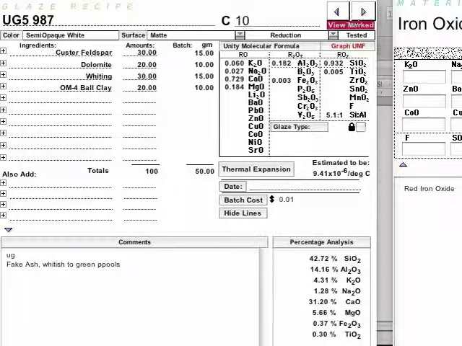Oh, here we are. Here's another one. It says fake ash, whitish to green pools. Okay, whitish to green. You notice the iron is lower in here. This is a light colored one, and it's following the same form here. If you look at the ingredients, it's got some feldspar, but if you look at these two, dolomite and whiting, they make up 50% of the glaze. Custer feldspar has some lime in it too, and actually this has a little bit of lime, but it's not that significant. And when you get back and you look at it, you end up with the same thing.